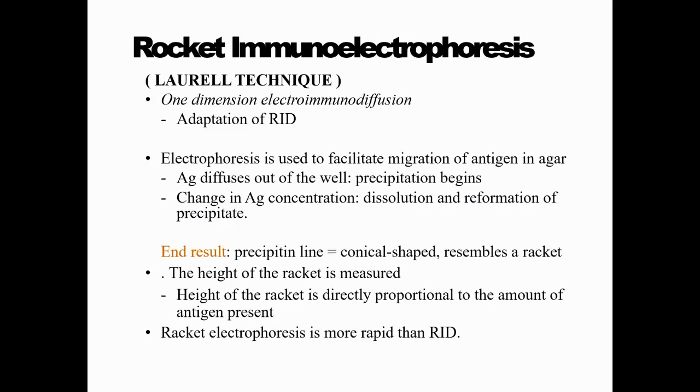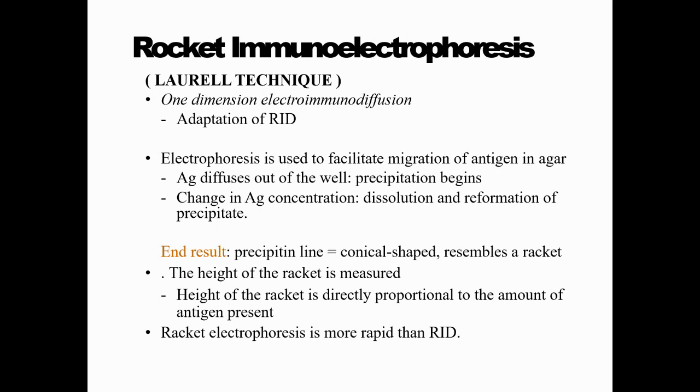And then rocket immunoelectrophoresis. What is rocket immunoelectrophoresis? This is nothing but the Laurel technique. This is a one-dimension electroimmunodiffusion, which is an adaptation of radial immunodiffusion. So what is the use of this? This electrophoresis is used for the migration of antigen in agar.